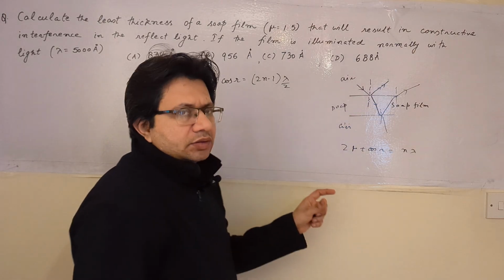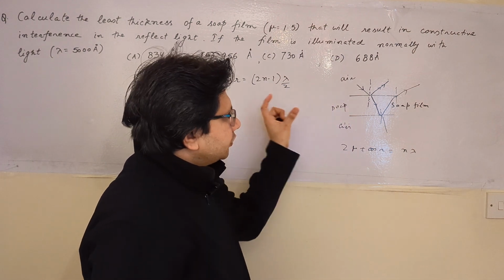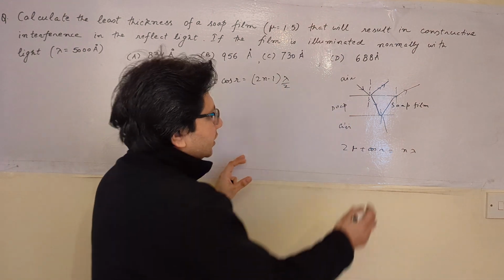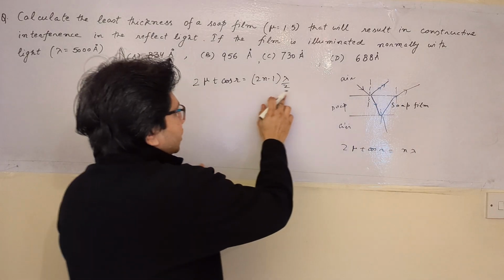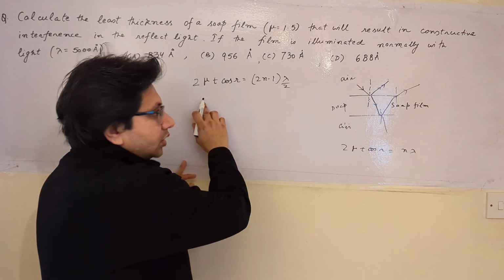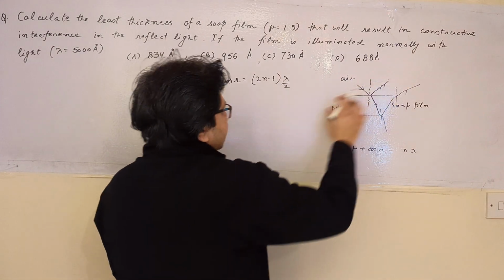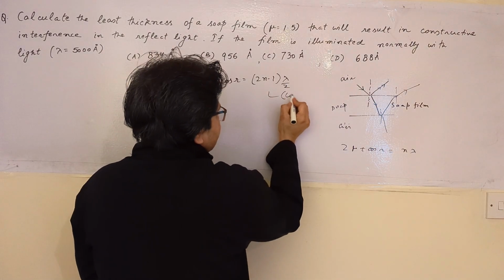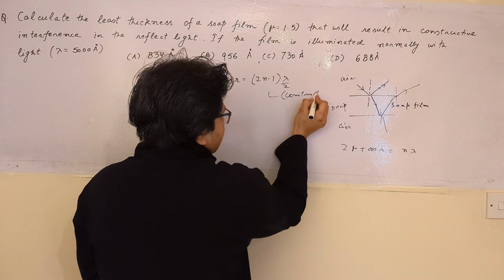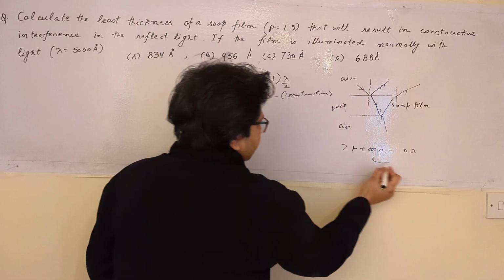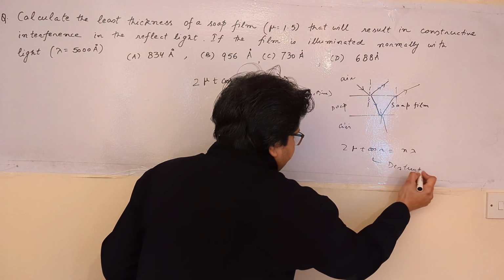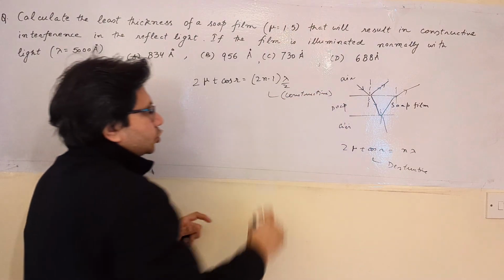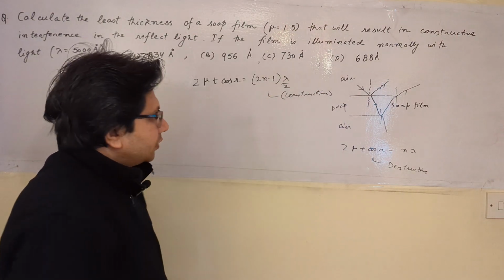For the transmitted light, if there is an interference, then the second formula is for the constructive interference, and the first formula is for the destructive interference. But for the reflected light, this one is for the constructive interference and this one is for the destructive interference. For this particular situation, we have to remember these formulas.